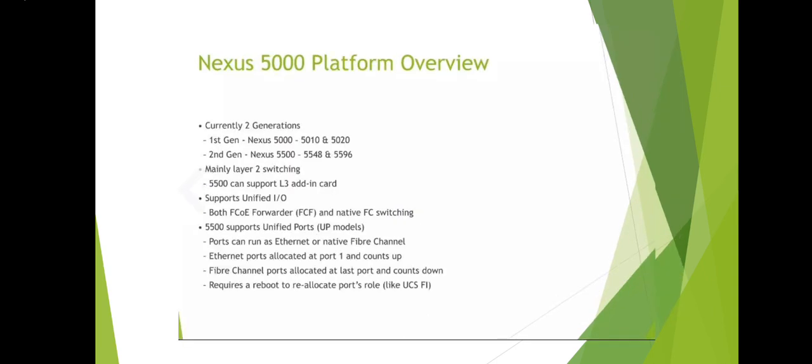First gen, second gen, Nexus 5000, second gen 5500. In 5000, you've got 5010 and 5020. And in 5500, you've got 5548 and 5596. 5500 can support an L3 add-in card. So I've already mentioned that 5000 will be taking care of layer 2 functionality, but if we add cards, it can be used as L3, of course. Supports unified IO.